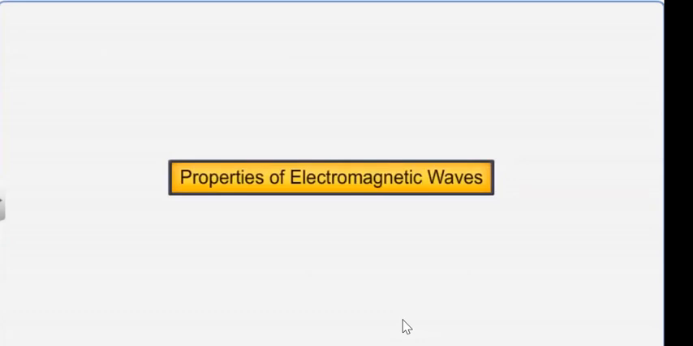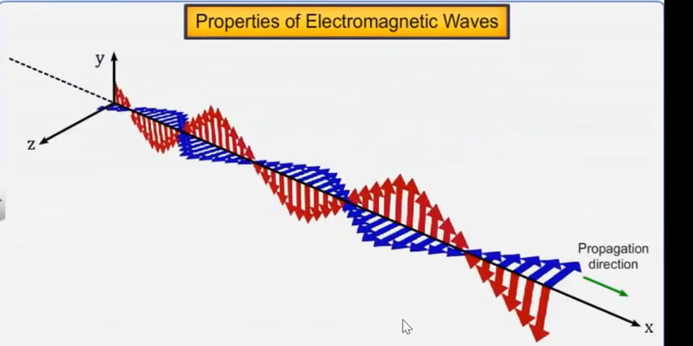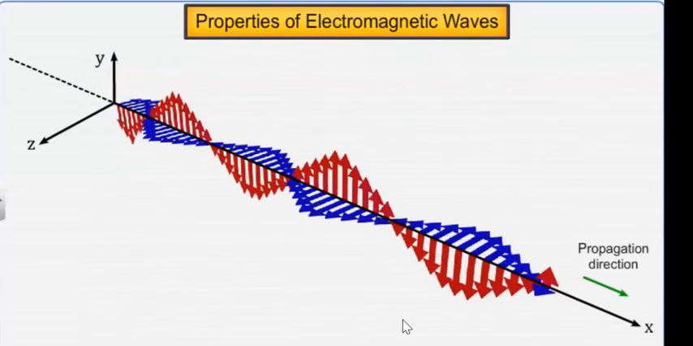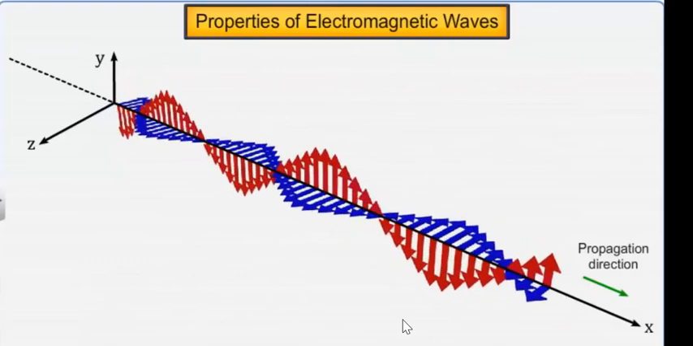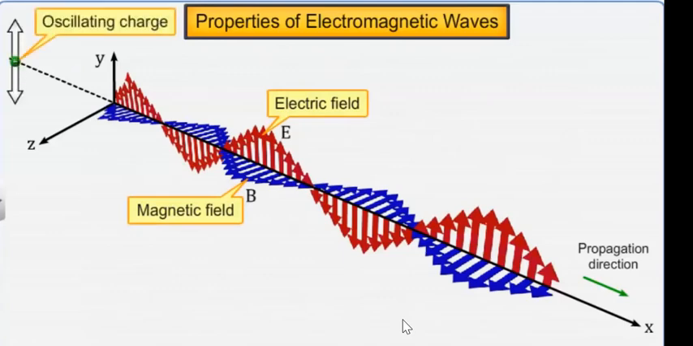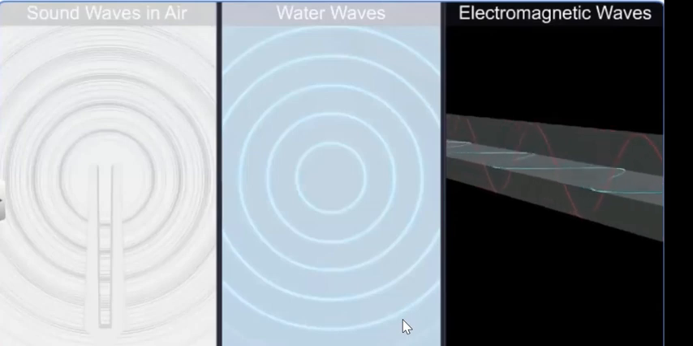Properties of electromagnetic waves. The propagation is perpendicular to the direction of the electric field and magnetic field. You can see the first point. These are oscillating on the x-axis and y-axis. The propagation is on the third axis. See the three differences: sound waves, water waves, and electromagnetic waves.